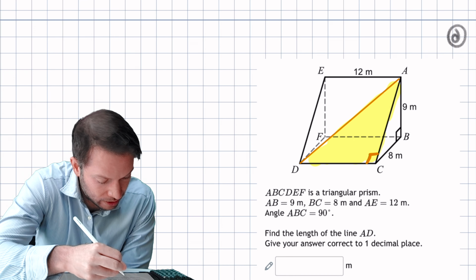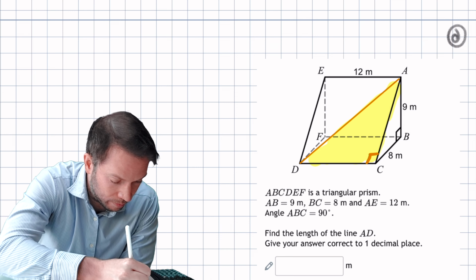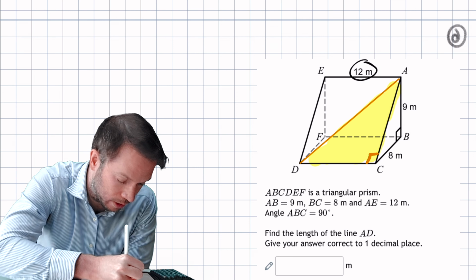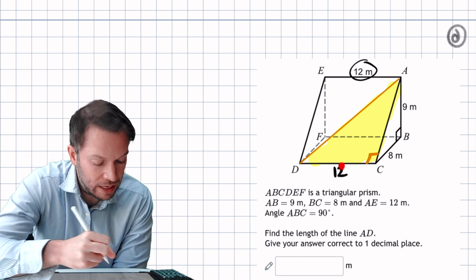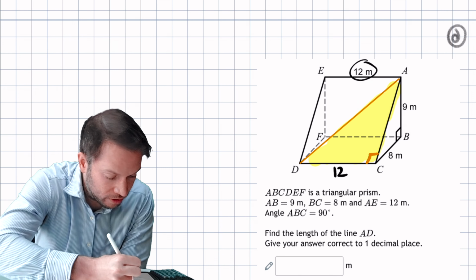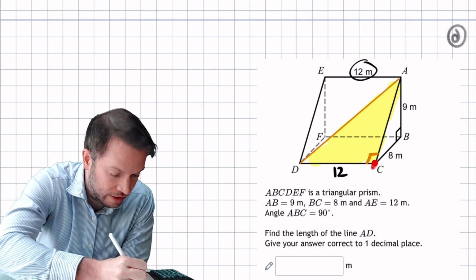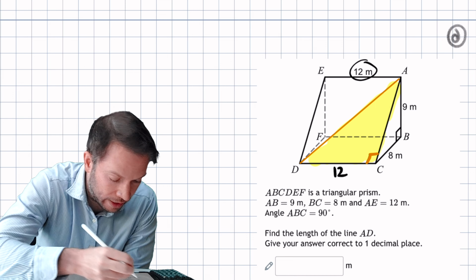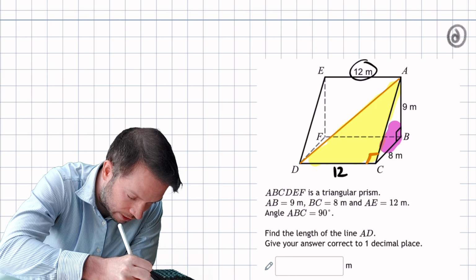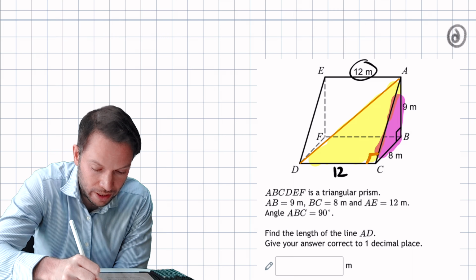We know what CD is because if this is 12 here, that's also 12 because they're just opposite lengths of this rectangle. Now we also need the length of AC here because we know the 12 and we know AC, we could then find AD, right? Now let's look at this right angle triangle on the right here. Let's just draw it out separately.